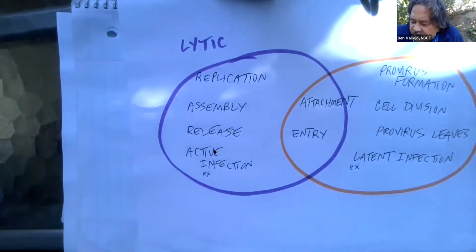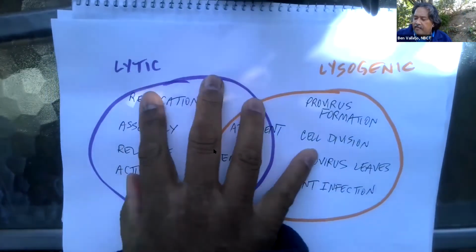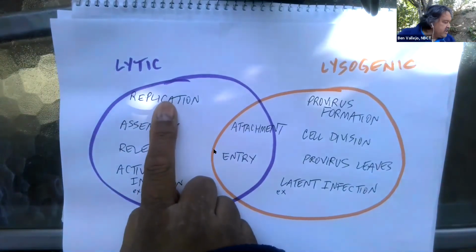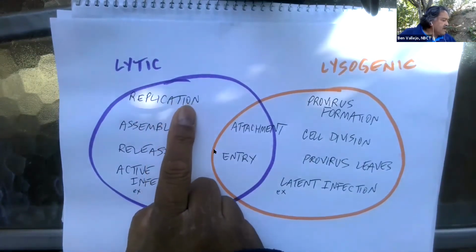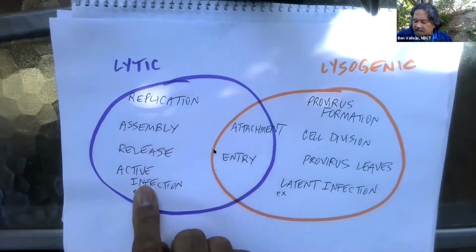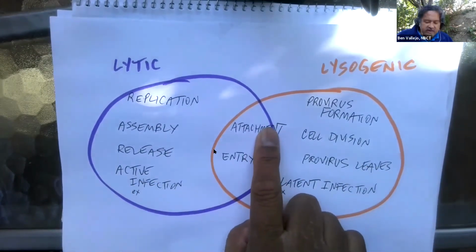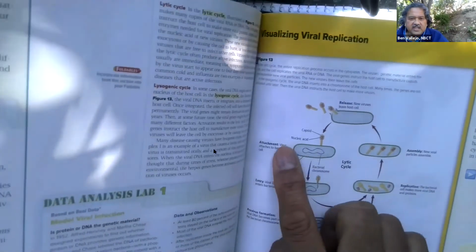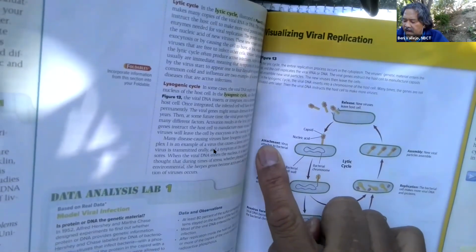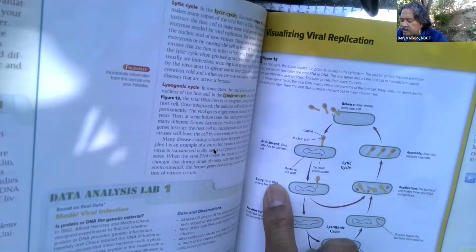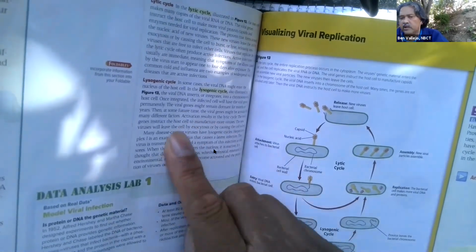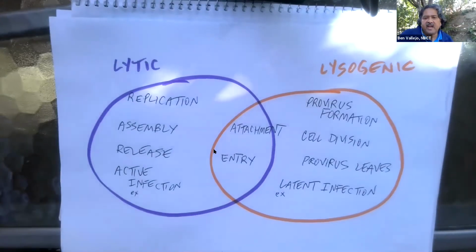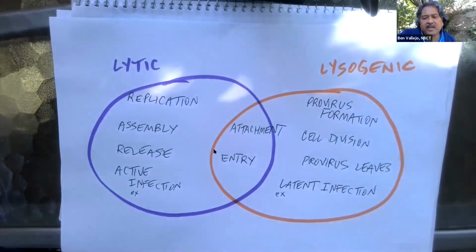Okay, so now you've got the basics of the Venn diagram. And I want to give you a little bit more time to finish this up and give us the details about replication, what that is, and what assembly is, what release is. Up here, starting over here, it's attachment and entry. You can see there's some information about attachment and entry. You could write that in, or put it in your own words, or grab something from this part of the text over here. So it's pretty easy to do, and then we'll be done and you can check this off. I'll give you 10 more minutes to do this, okay?